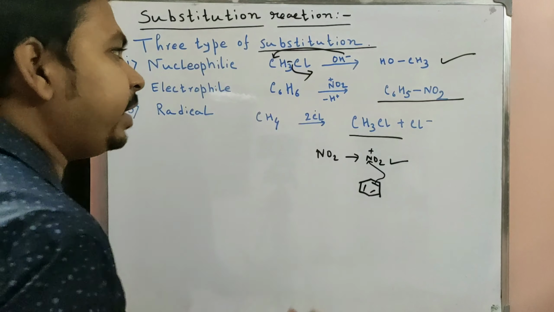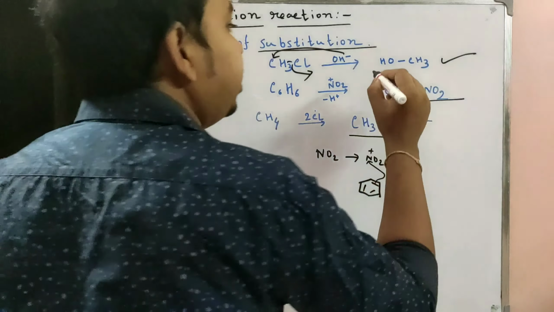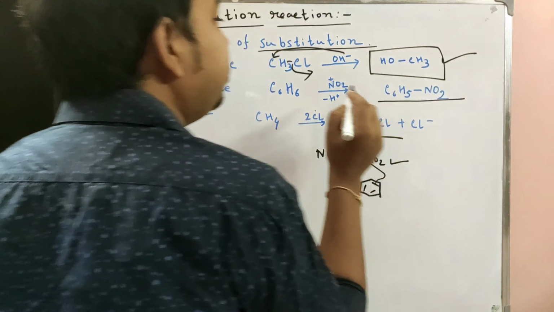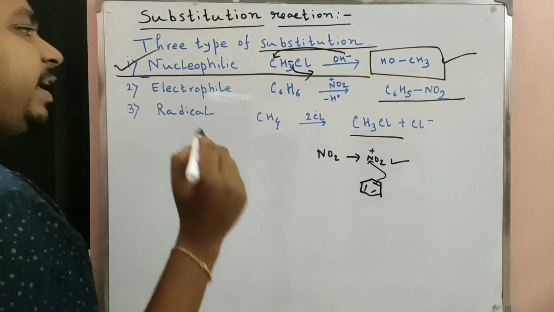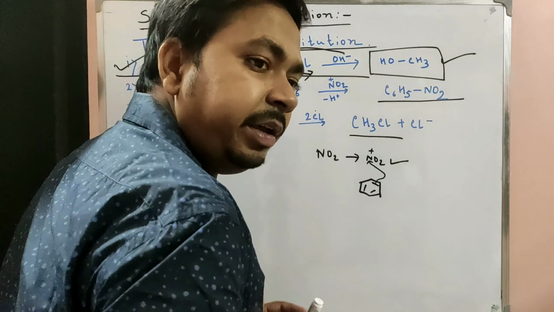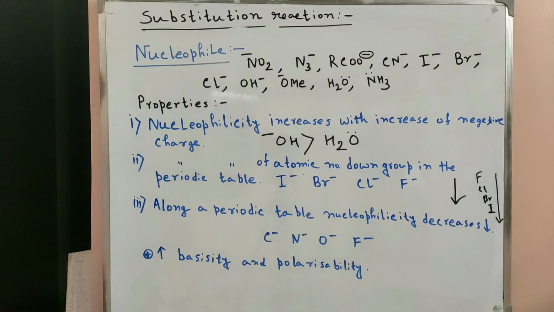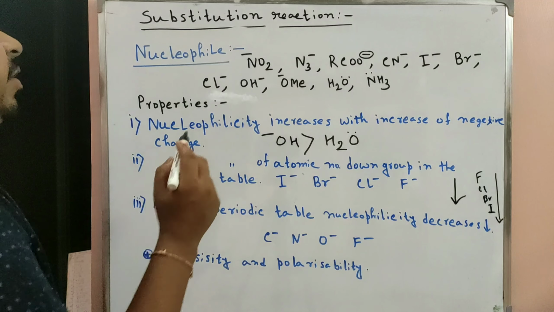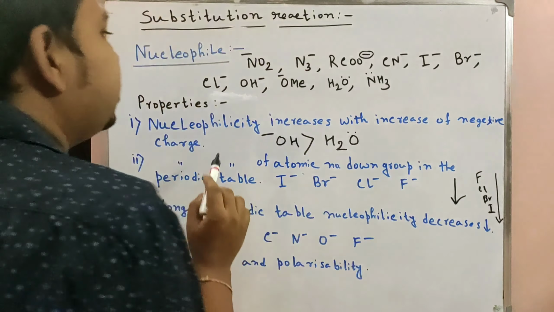But today our topic is to discuss only nucleophilic substitution reaction. We focus only on this type of product and this reaction. We also explain this reaction mechanistically. So now we discuss the nucleophile. Here the nucleophiles present are NO2 minus, N3 minus, RC minus, CN minus, I minus, Br minus.